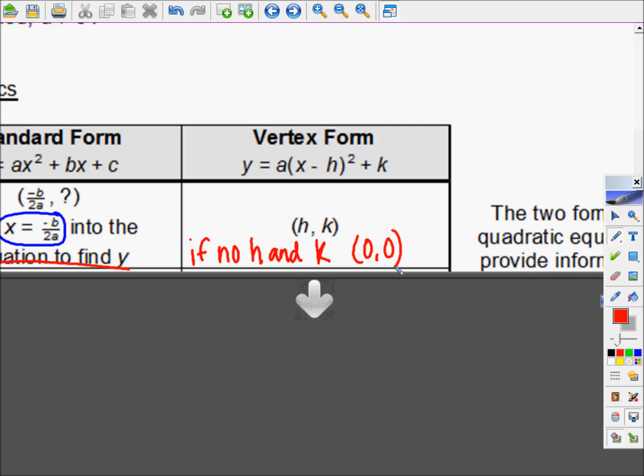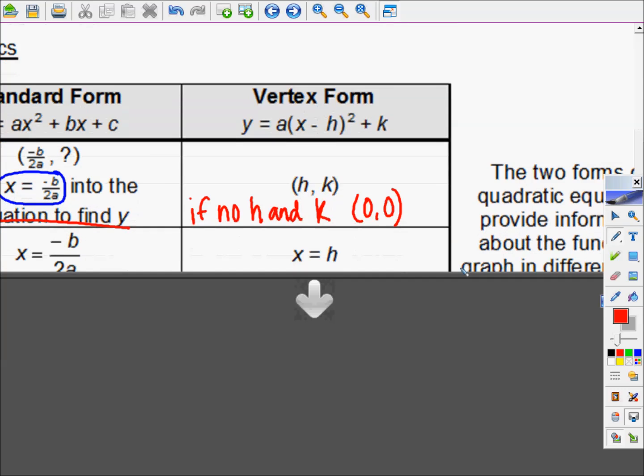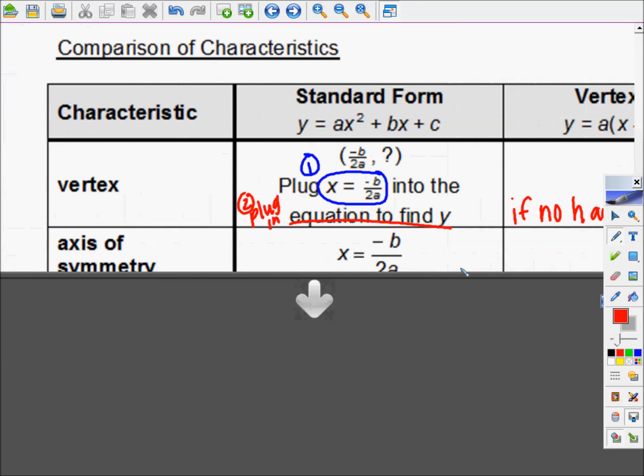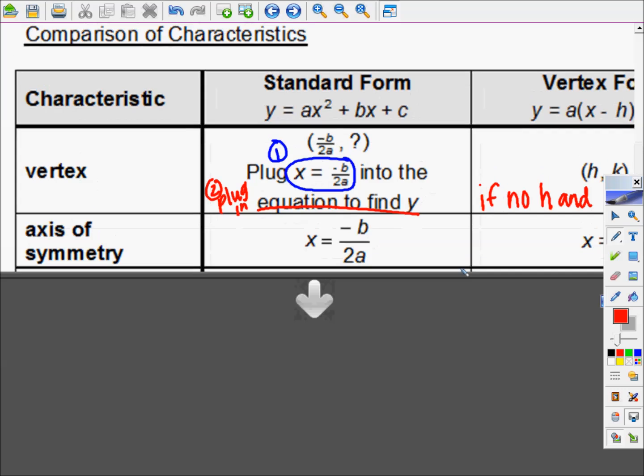Cool? Yes. All right, moving on, peeps. Coolest thing ever. Now we're on to axis of symmetry.